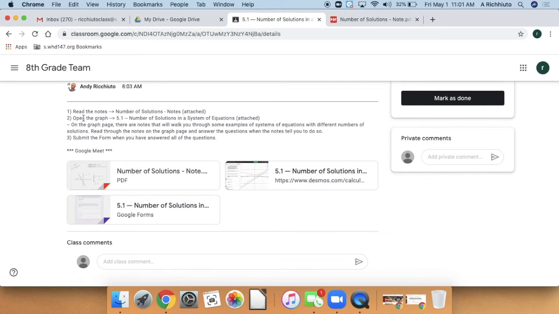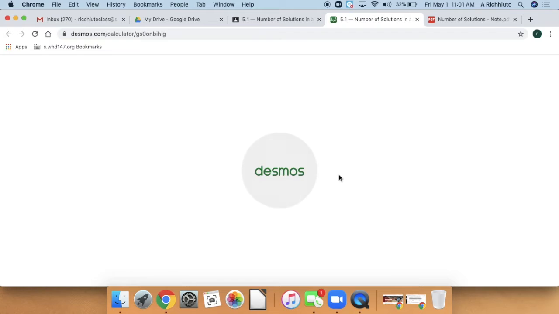Now let's go back to the assignment page. It wants us to open the graph here, the number of solutions graph, and then it's asking us to take a look at the notes on the left side and answer the questions on the form. Okay.